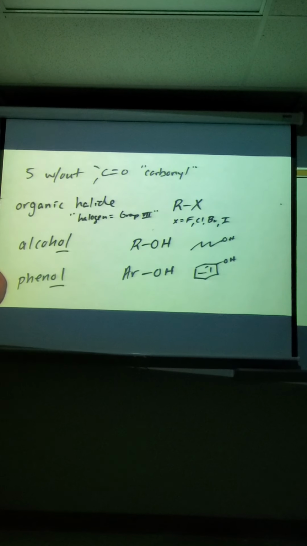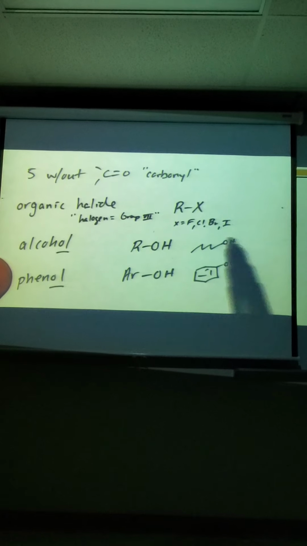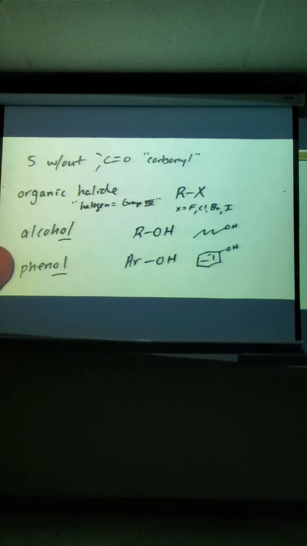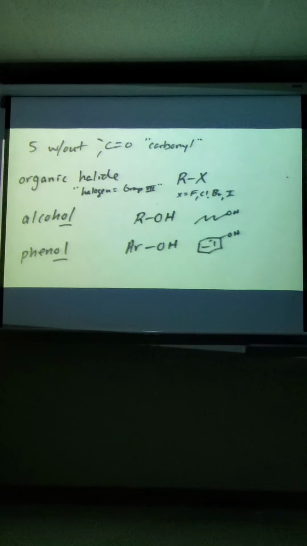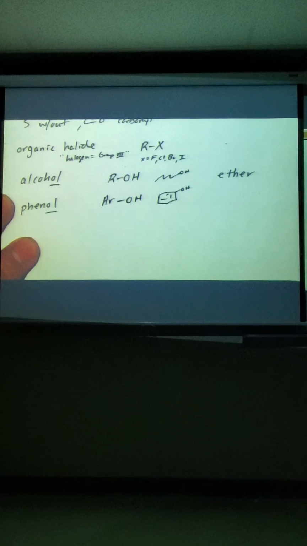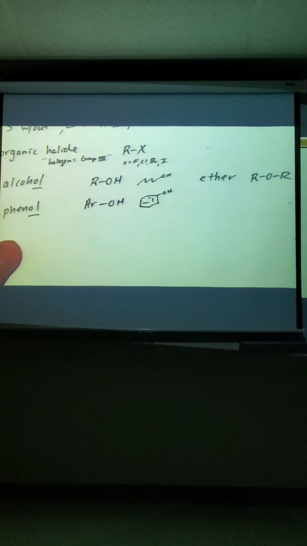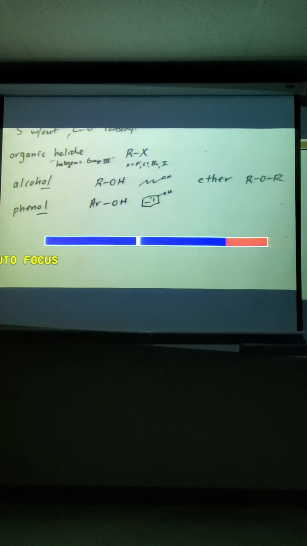What's important about alcohol is very similar to being on the edge, this terminal kind of group. You can be internal. So what's unique about this is if you're an ether, you would be an ROR group. So an ether group, ROR, just means you're in the middle of a chain instead of on the edge of a chain.